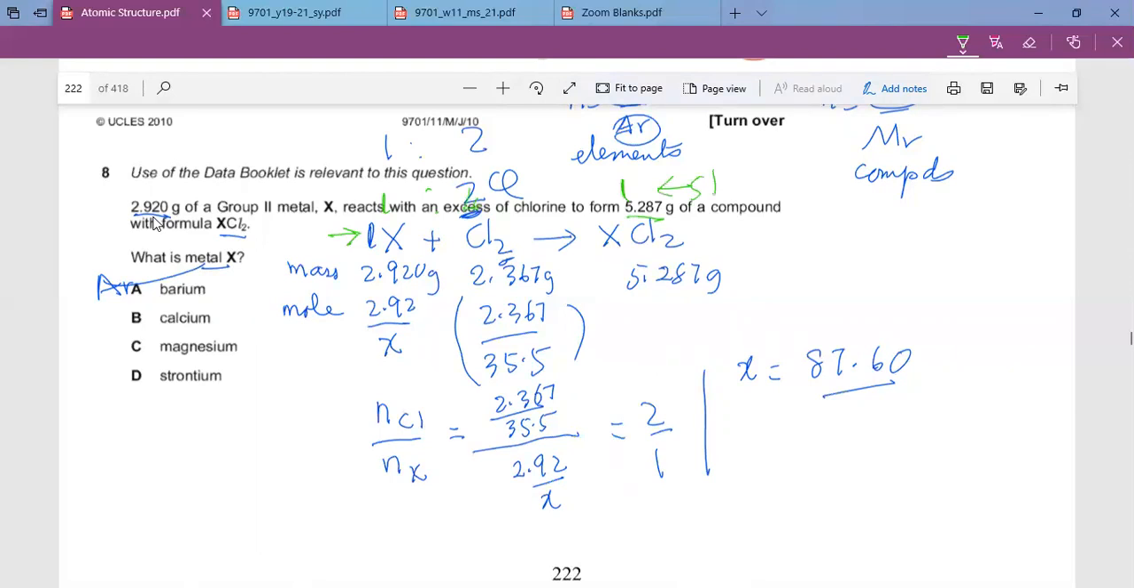Now this is called stoichiometry of the equation. That means it tells you the number of moles. Balanced equation. You must say a balanced equation.